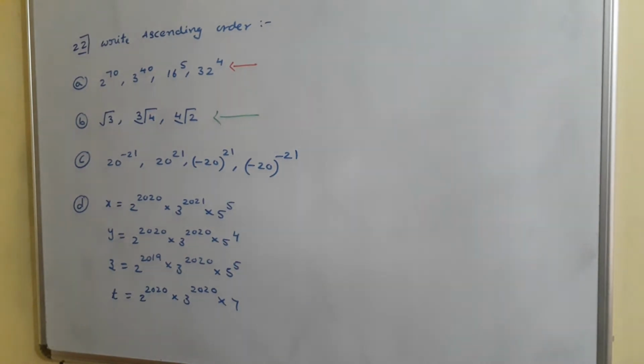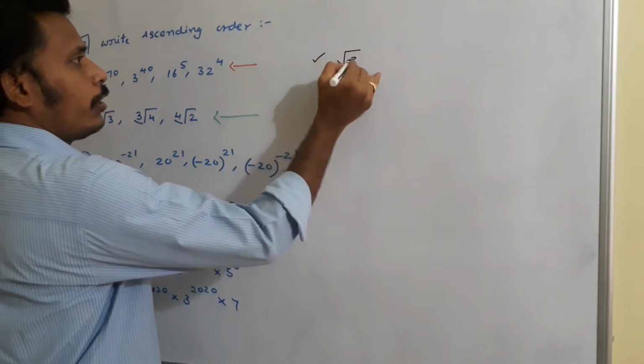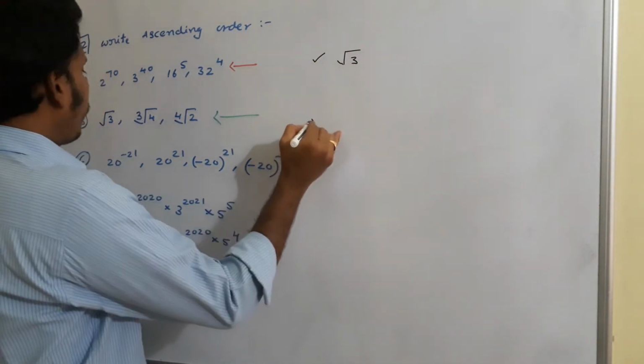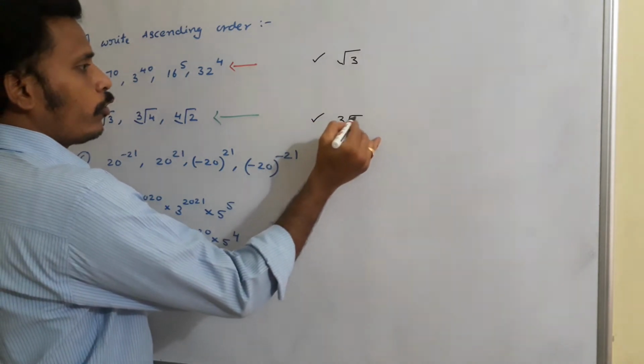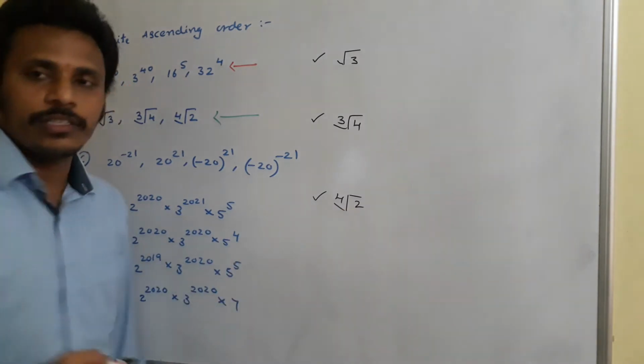Next, bit B, we need to compare root 3, cube root 4 and fourth root 2. Okay? Right. What is the first one? Root 3. And the second one, cube root 4. And the third one, fourth root 2. We need to compare these three.